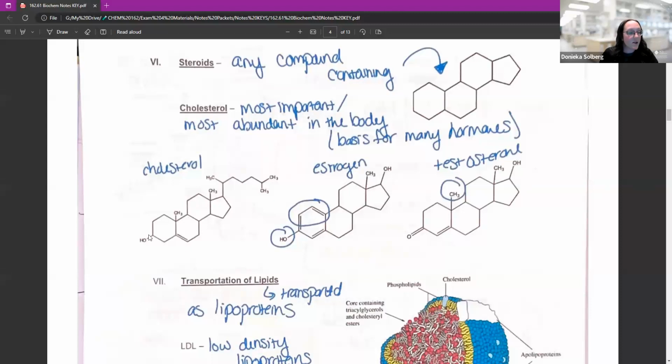It's got a double bond down here. It's got an OH over here. So there's some modifications to a generic steroid, but this is what cholesterol looks like. And then we can make cholesterol into some really important hormones like estrogen and testosterone.